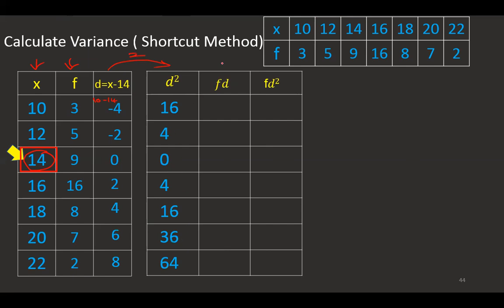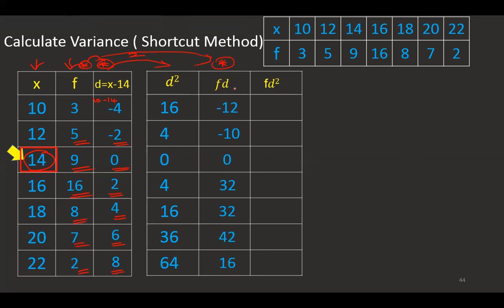Then the two columns which I'm going to multiply, this time I'm putting a star. This is how I draw a star. This FD, how am I getting it? F and D I'm going to multiply here. F is 3, D is minus 4. So 3 minus 4s are minus 12. 5 into minus 2 is minus 10. 9 into 0 is 0. 16 into 2 is 32. 8 into 4 is 32. 7 into 6 is 42. 2 into 8 is 16.